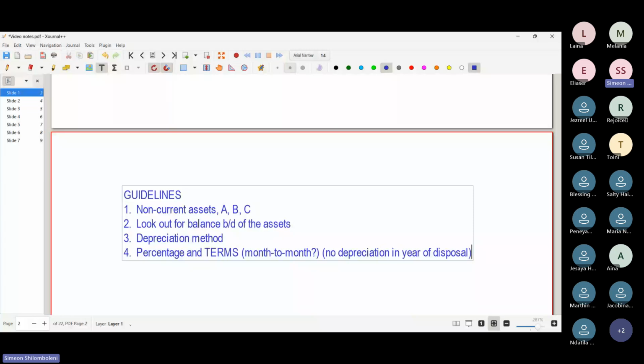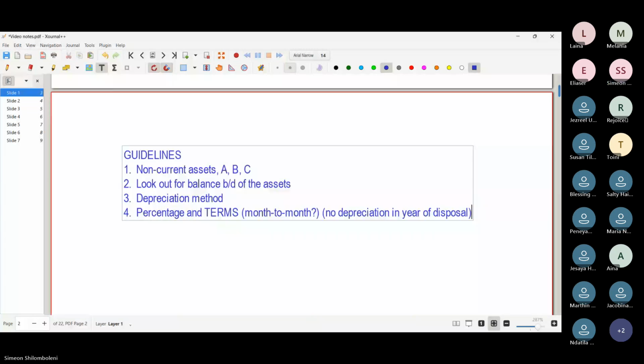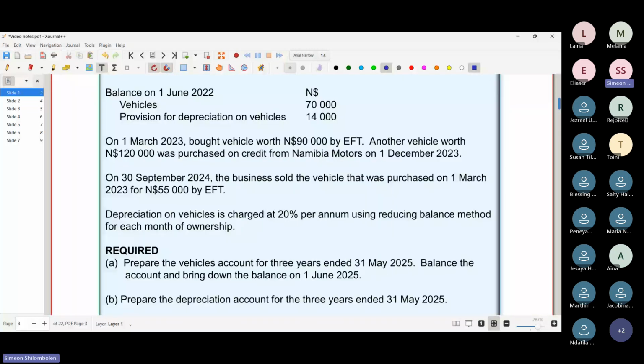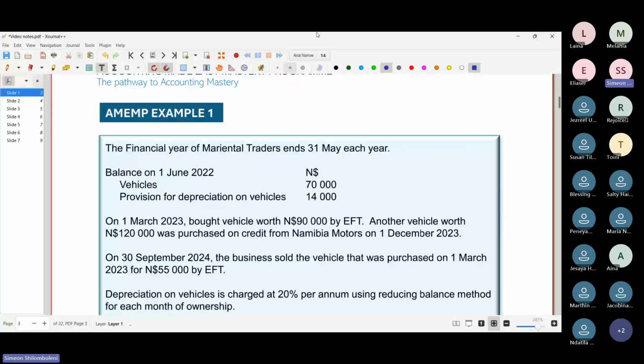Now let's go to our example. The example is here. The first thing I said, we look out for the balances. Where are the balances? We have the balance here. We are going to call it A. Where is the other one? We bought a vehicle for 90,000. We are going to call it B. Another vehicle was purchased also. We are going to call it C.